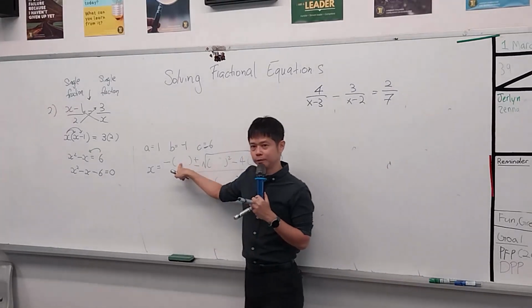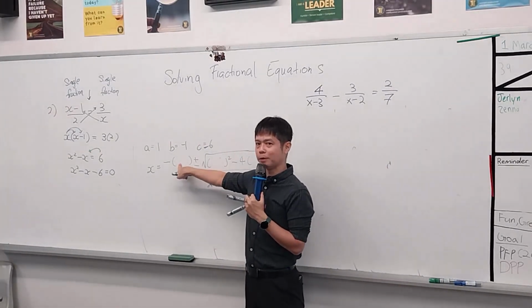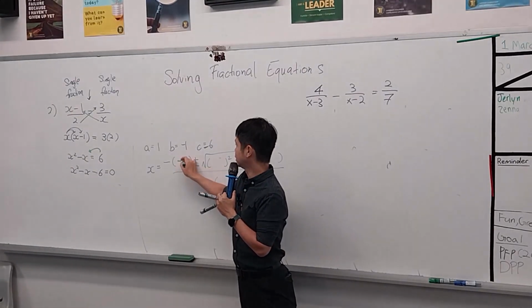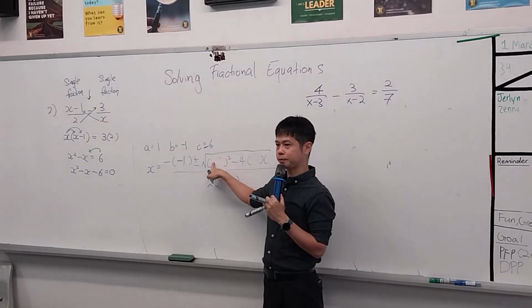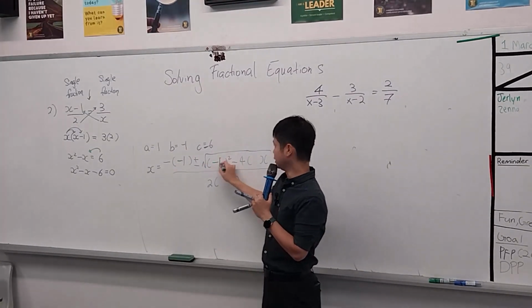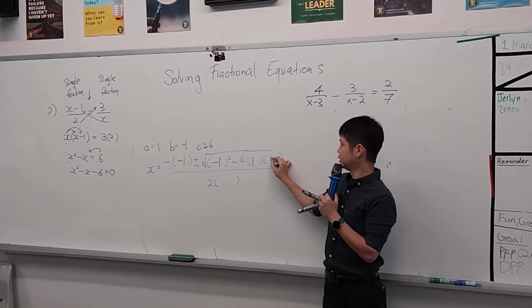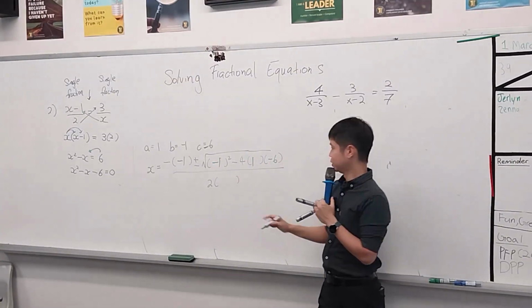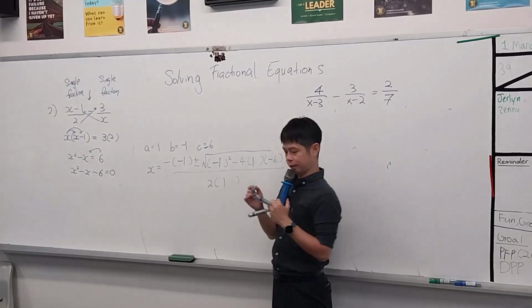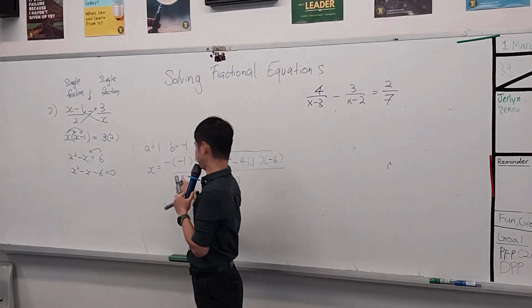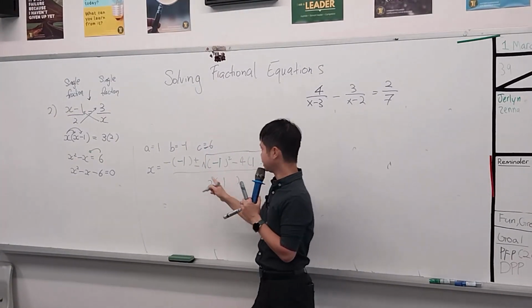What number should I put here? What number should I put here? Negative 1. What number should I put here? Again, negative 1. What number should I put here? This is your A. Negative 6 over 2A. If you do it in this manner, you shouldn't be making mistakes.